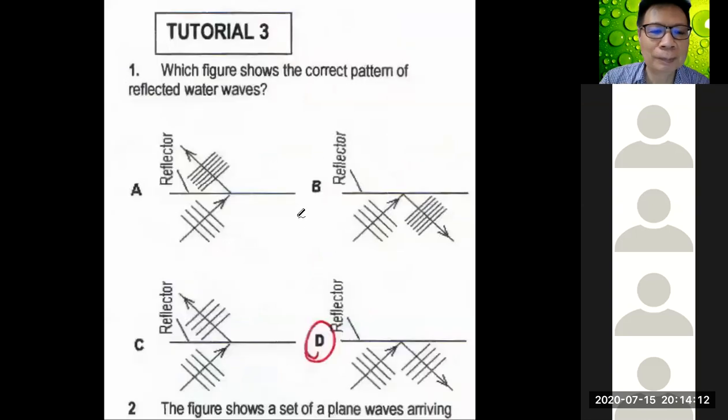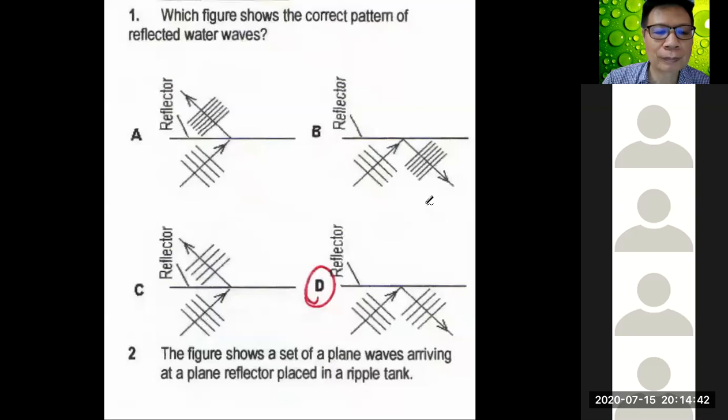Because we know that the wavelength lambda must be the same, this one is wrong already. This one, lambda is so big, you see the gap, a big wavelength. Then this one, the gap lambda here becomes small. This is wrong. Lambda shouldn't change. And this is definitely wrong. This is not reflection. This one also not reflection. Reflect means it should come back, like this. So the answer is D.